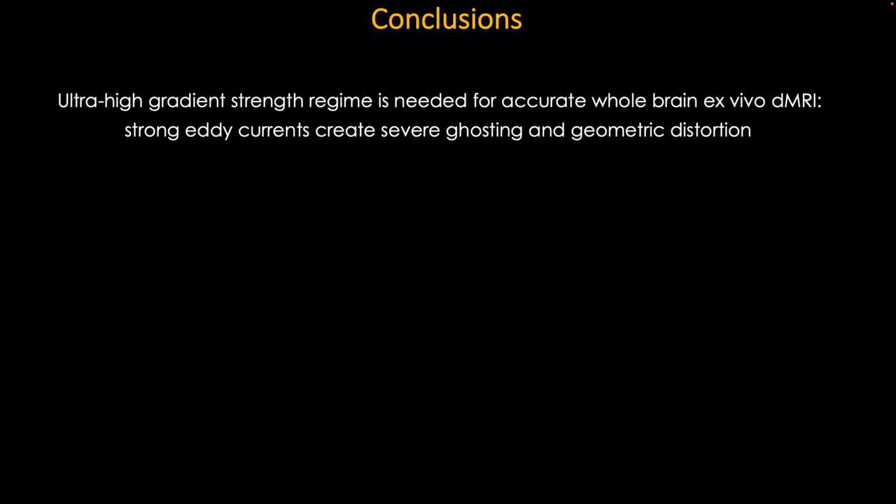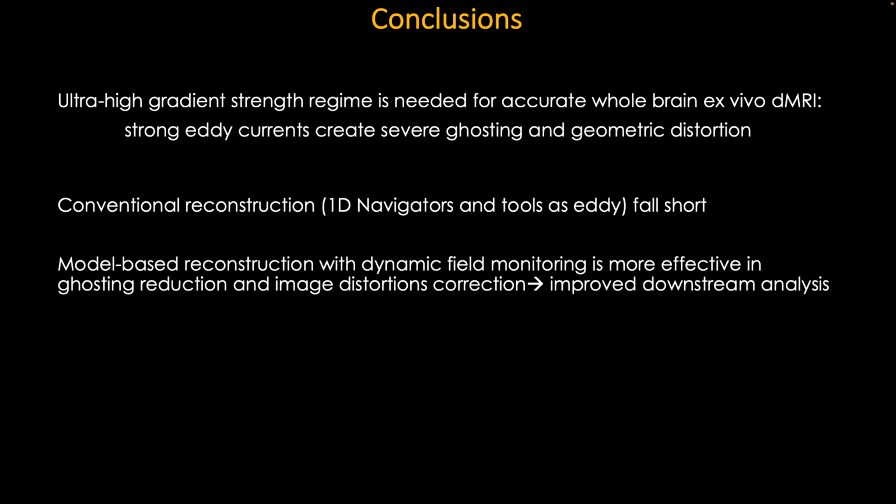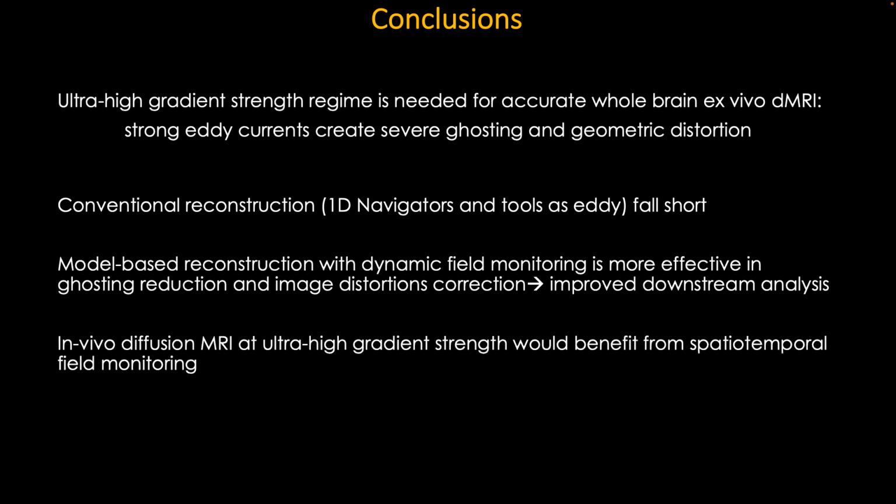ghosting, because the strong eddy currents created with ultra-high gradient strengths create phase modulations that are not well modeled with the conventional techniques. They fall short, and model-based reconstruction approaches like the one we are presenting here, where we measure the spatiotemporal variation of the main magnetic field and solve the reconstruction problem as a phase-informed inverse Fourier problem, lead to much better reconstructed images, ghosting-free, that lead to improved downstream analysis, and also images with less distortion and less blurring at high resolution.